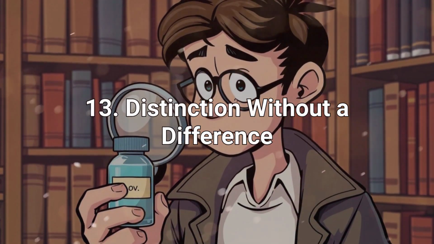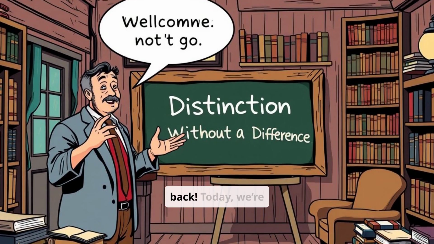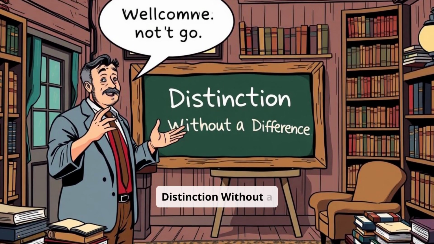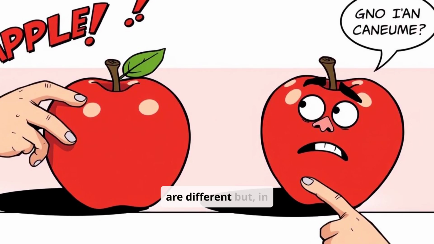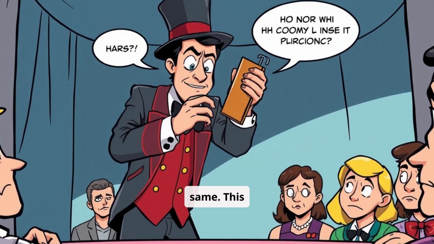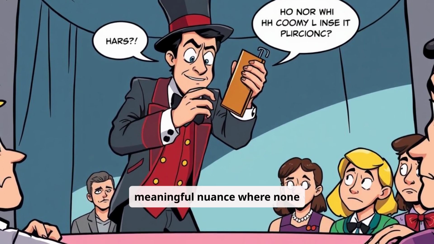13. Distinction without a difference. Hello, and welcome back. Today, we're discussing a subtle logical fallacy known as distinction without a difference. This fallacy occurs when someone claims two things are different, but in reality, they're effectively the same. This tactic is often used to create the illusion of meaningful nuance where none exists.